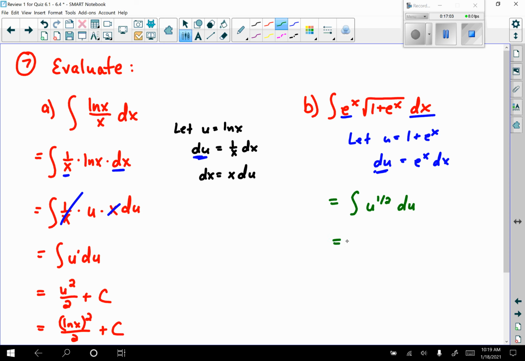And then taking the antiderivative here, I'm going to add 1 onto 1/2, so it's going to give me 3/2 over 3/2 plus c. So dividing by 3/2 is the same thing as multiplying by the reciprocal, u to the 3/2 plus c, and bring back what u is equal to, so we get 2/3 times the quantity 1 plus e to the x to the 3/2 plus c.